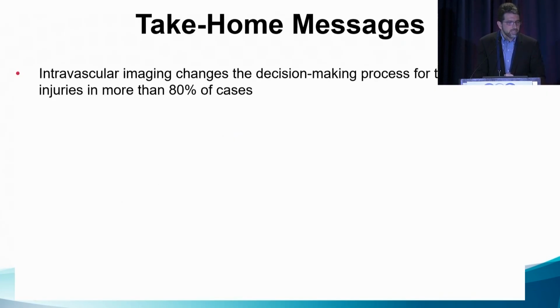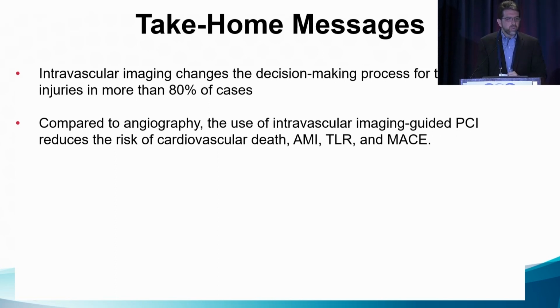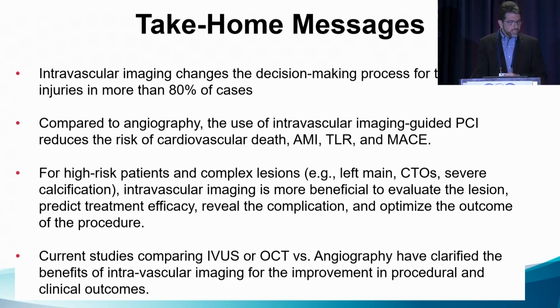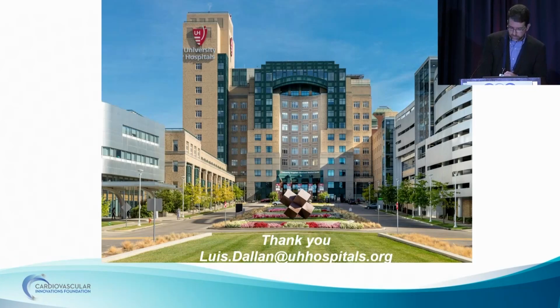So, take-home messages: intravascular imaging changed the decision-making process for treating lesions in more than 80% of the cases. Compared to angiography, the use of intravascular imaging reduced the risk of death, infarct, revascularization, and MACE. For high-risk procedures, it's almost mandatory to use intravascular imaging to have better outcomes. And lastly, the current studies comparing OCT or IVUS against angiography have clarified that there are great benefits in procedural outcomes and clinical outcomes when you use intravascular imaging. Thank you so much.